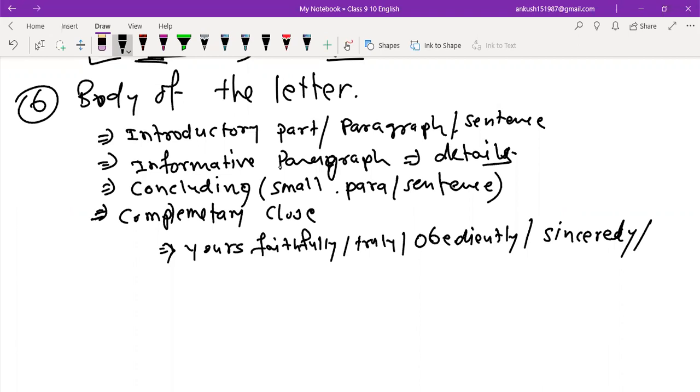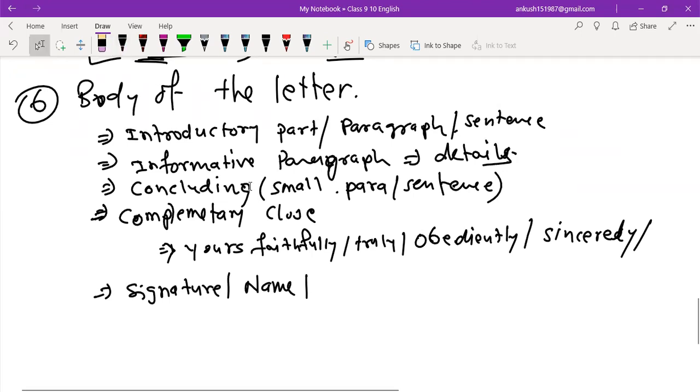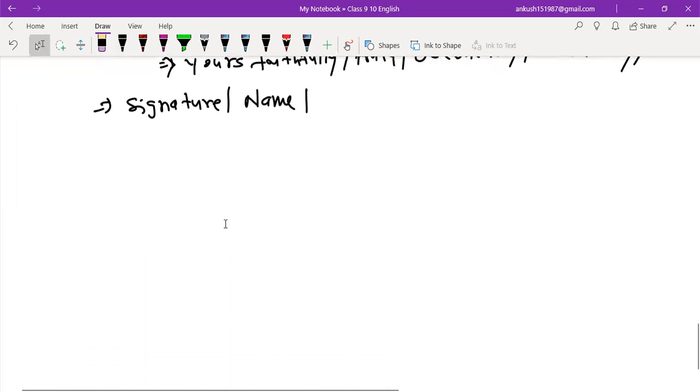Lovingly is like you are writing an informal thankful letter. Faithfully, sincerely, then you have to keep the sign. After this, you may write your signature or name directly. Even if you are an authority and you are writing that letter to another authority, you should put your designation as well. But generally we do not prefer this.